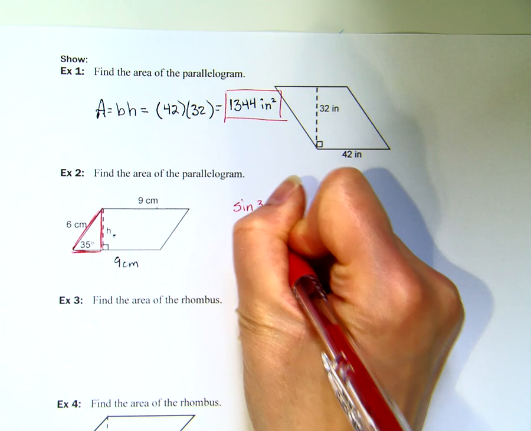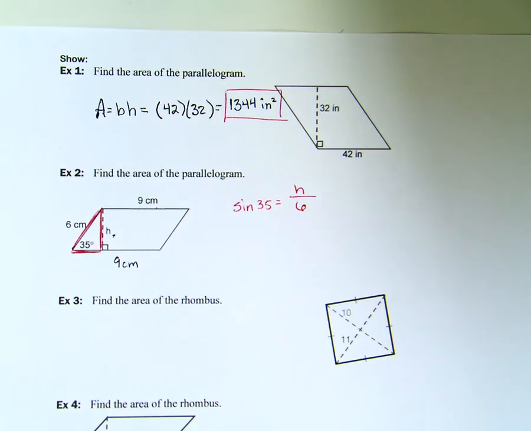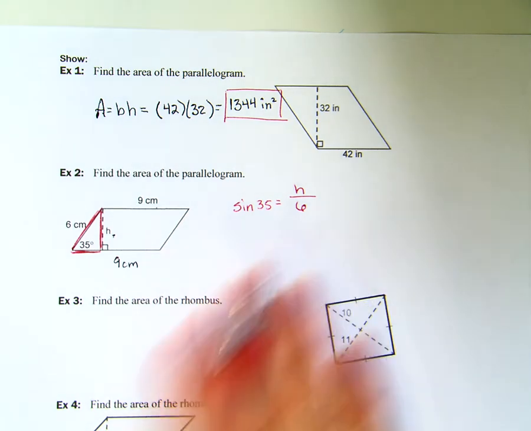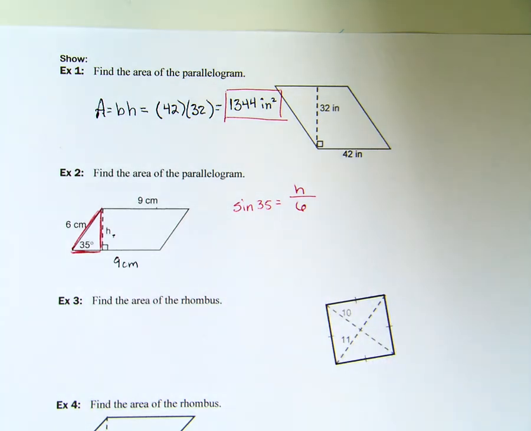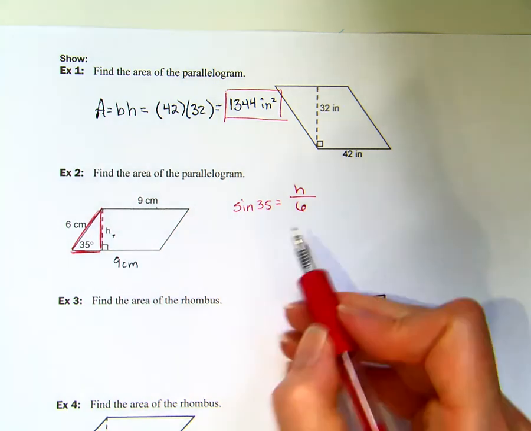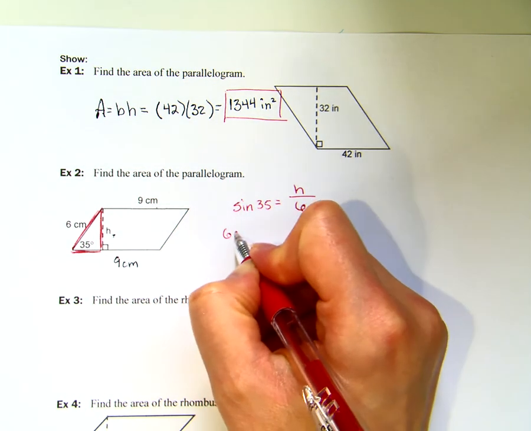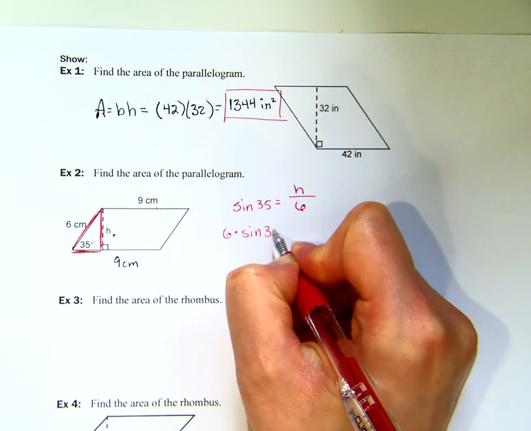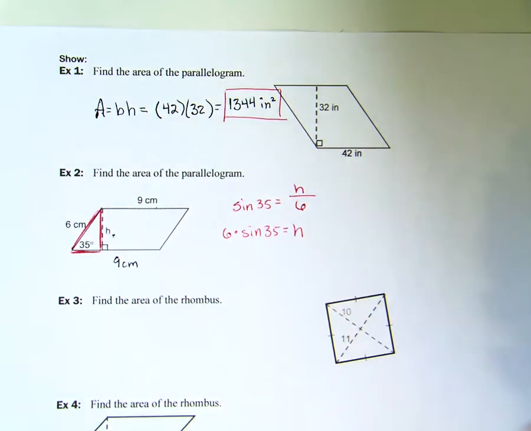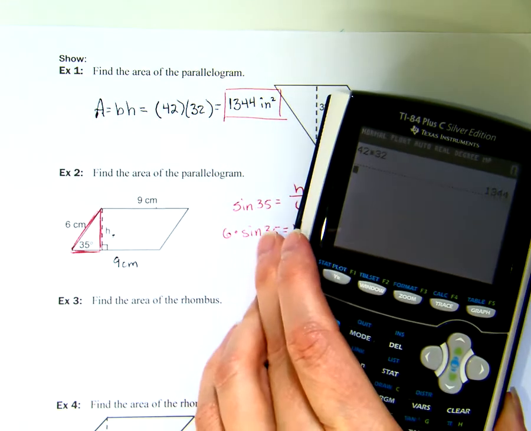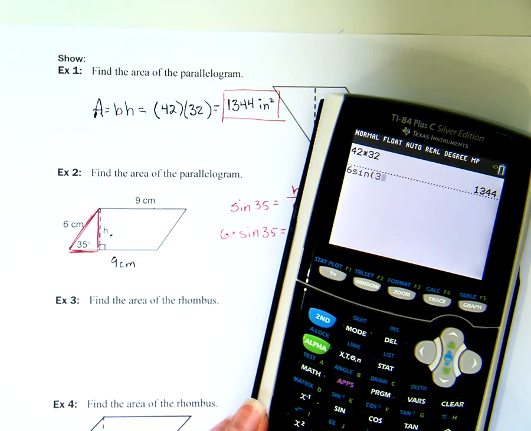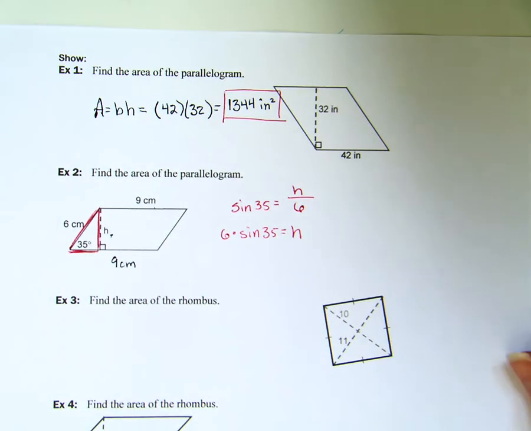Sine of the angle is equal to the side length opposite divided by the hypotenuse of the triangle. So we can solve this equation. Sine of 35 equals h over 6. Let's multiply by 6 on both sides to get h by itself. And again, we can utilize our calculator to find our h value. So the height of this parallelogram and this triangle should be approximately 3.4 centimeters.